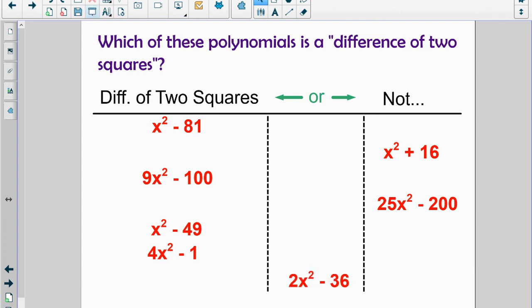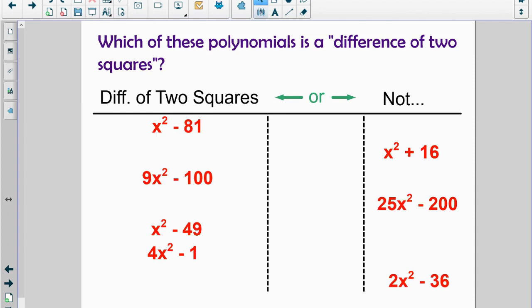2x squared minus 36. I see the subtraction. I know that 6 times 6 is 36, so that's a perfect square. But what about 2x squared? 2x times 2x would be 4x squared, so that doesn't work. X times x is just x squared, so that doesn't work. The 2x squared is not a perfect square. That one's just not quite going to work out.